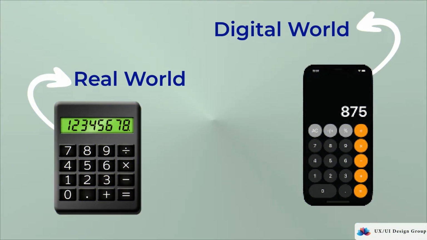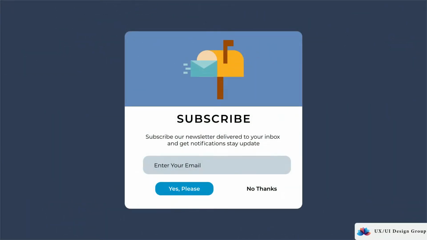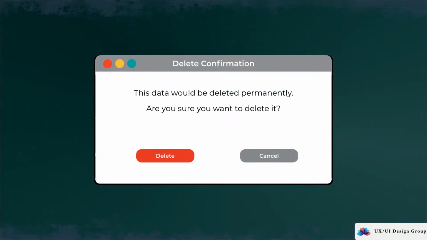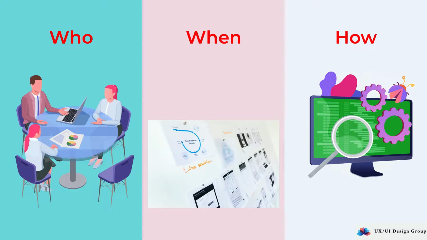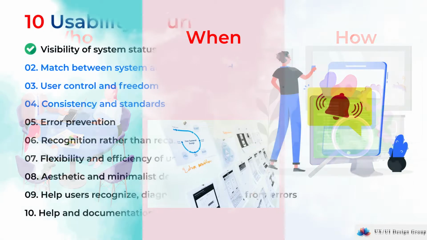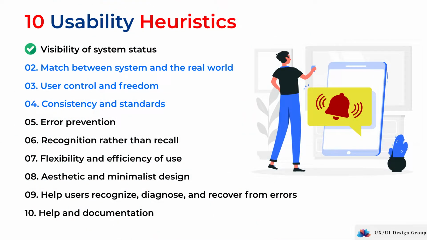In today's video, I'll be talking about part 1 of heuristic evaluations with a lot of interesting and simple examples which would help you to understand the heuristic guidelines better. In my last video, I spoke about what heuristics is and the who, when and how of heuristics. And also, I spoke about the first rule of heuristics, that is visibility of system status.